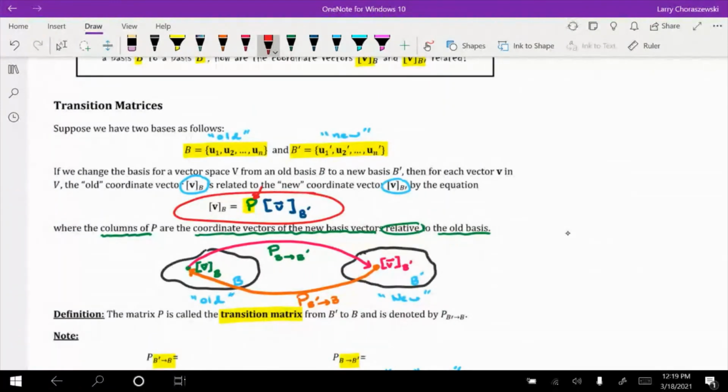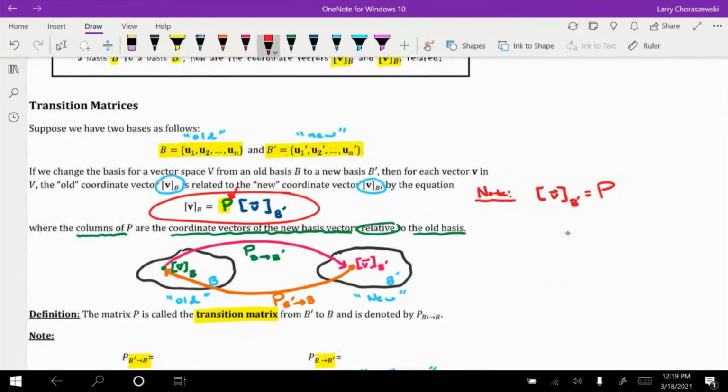And I'll make a note to the right here, maybe provide a couple of formulas. The coordinate vector of v relative to B prime can be found by taking a transition matrix P, going from B to B prime, and I'll put that in brackets just so it resembles matrix notation, and multiplying that to the vector v relative to the basis B.